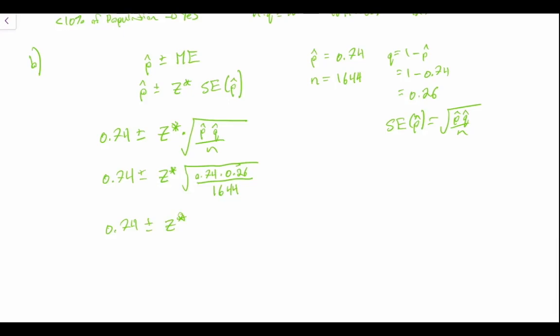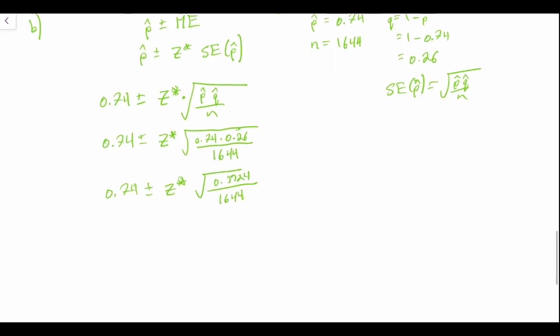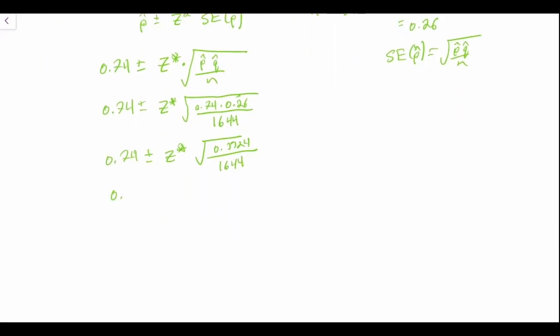So 0.74 times 0.26 is equal to 0.1924, divided by 1,644. That gives us a very small number, so we won't punch in that step. So 0.74 plus or minus z star times the square root of that value, 0.01082. We'll just round to 5 decimal points there.